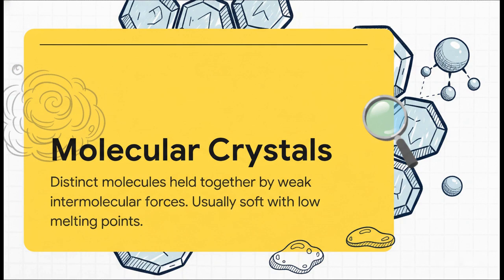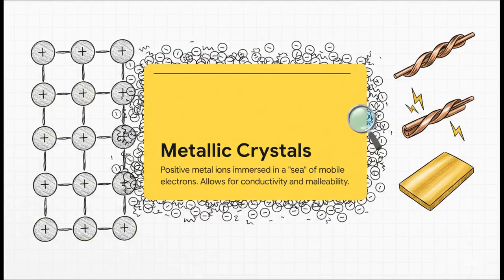Now, while the bonds inside each little water molecule are strong, the forces holding one molecule to another are super weak. They're kind of like a crowd of people just loosely holding hands. And this is what makes them soft and gives them low melting points, because it just doesn't take much energy to pull them apart.